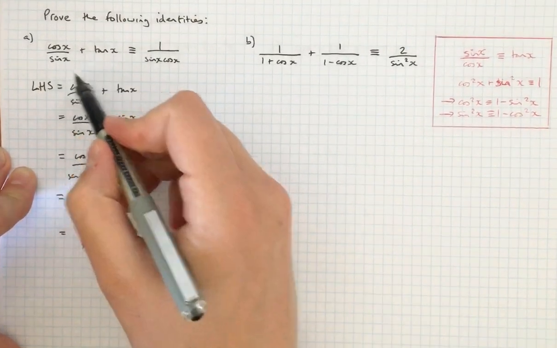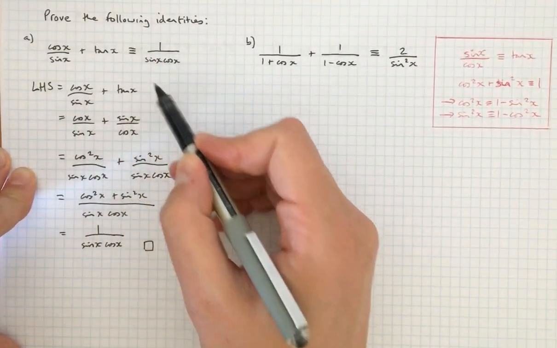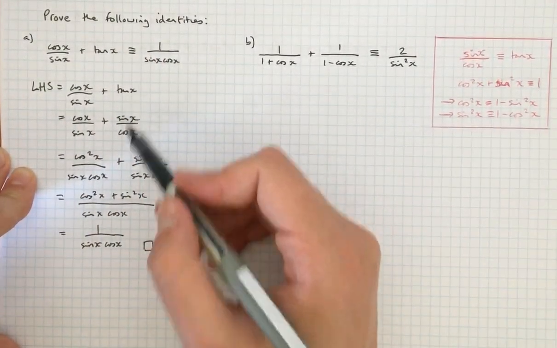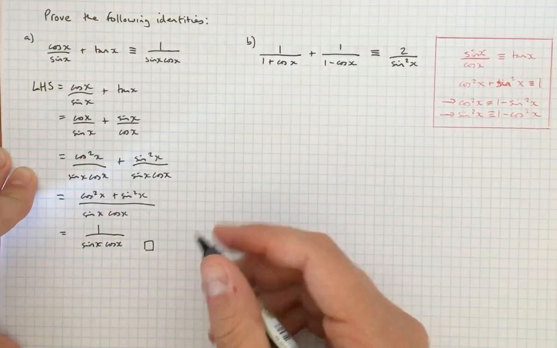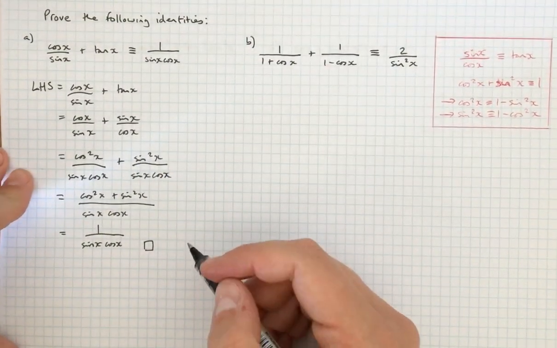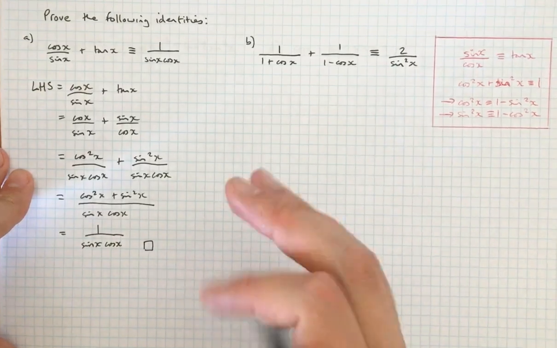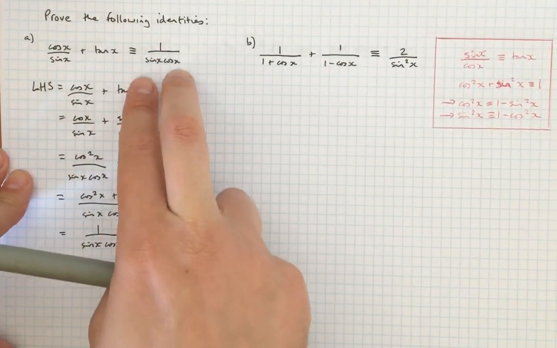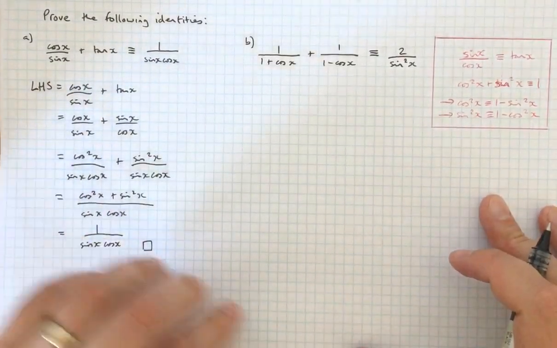We've shown that we can take this expression here, manipulate it using our identities into this side. So we're done and dusted. Okay, we've proved the identity. We've shown that this is always equivalent to this. Okay, so let's have a go at the next one.